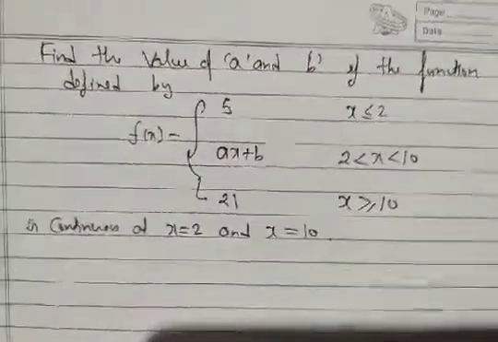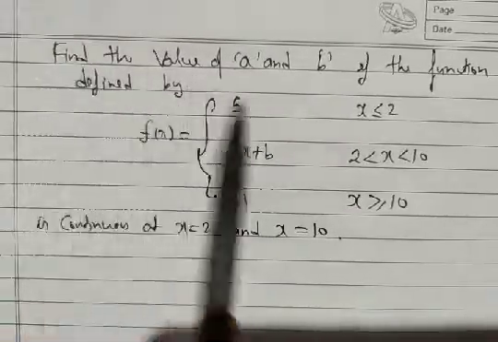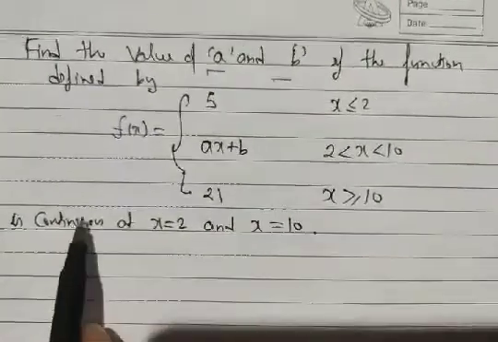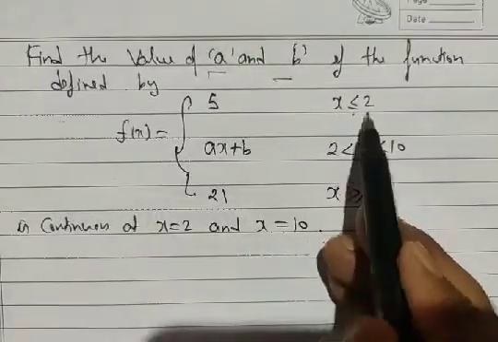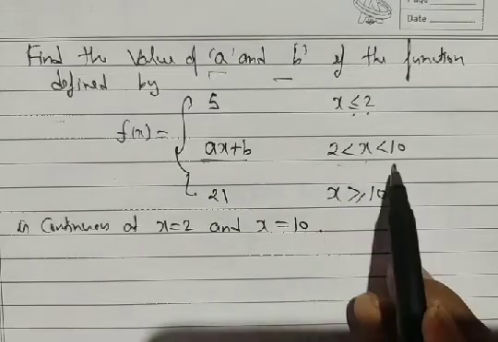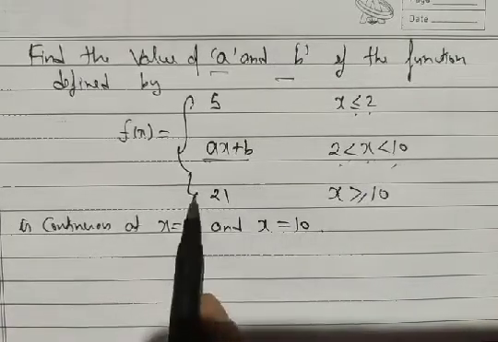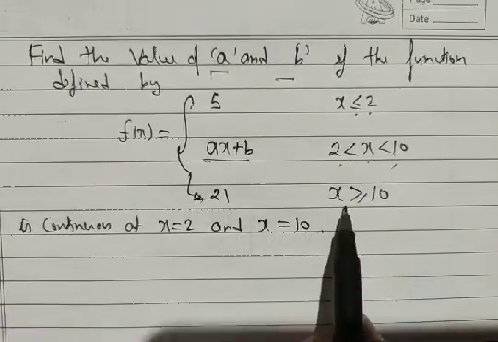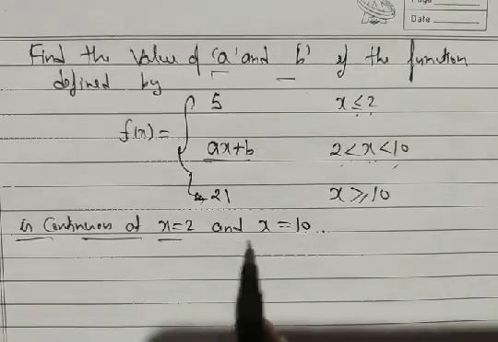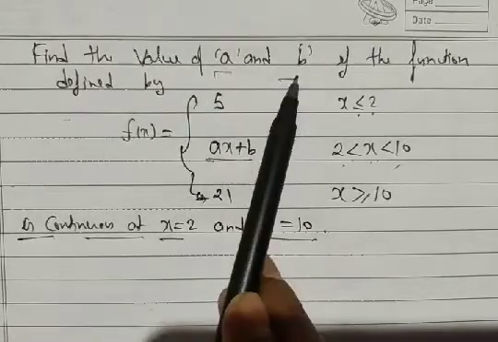Now we proceed with our next problem. What is our next problem? Find the values of a and b if the function defined by f(x) is 5 when x is less than or equal to 2, defined as ax plus b when x is greater than 2 and less than 10, and 21 when x is greater than or equal to 10. It is given that this is continuous at x equal to 2 and x equal to 10. Then we have to find the values of a and b here.